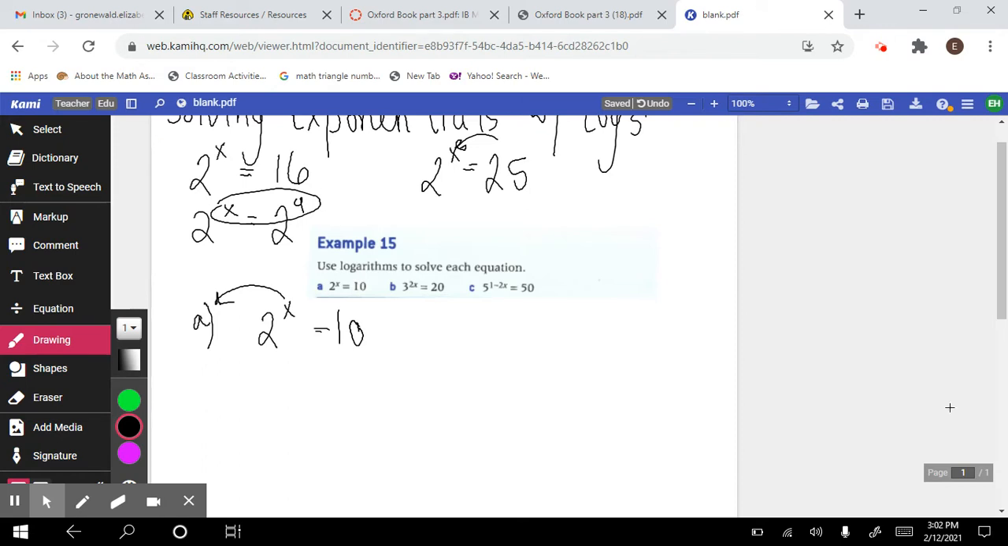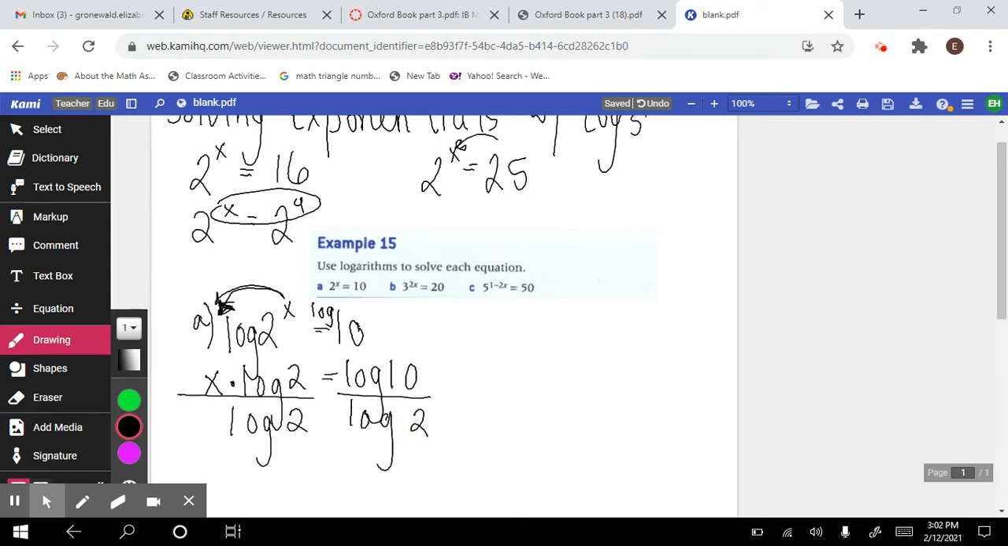But before you are able to do that, you have to have the log in front. That's the only way that you're able to use that log rule that says you can bring the power to the front. So if I add the log to the left side, I also have to add the log to the right side. So I can sneak it in here. What this does is it brings the power down. And then all you have to do is divide. And now you'll have x by itself.